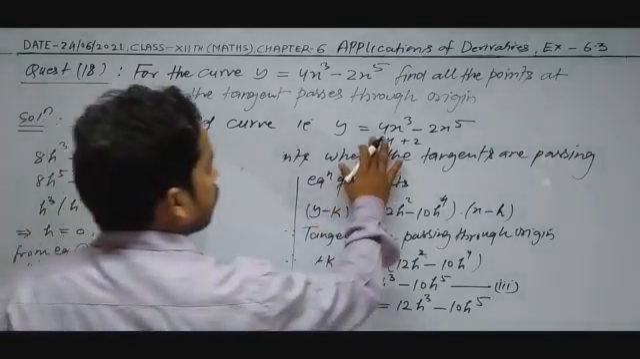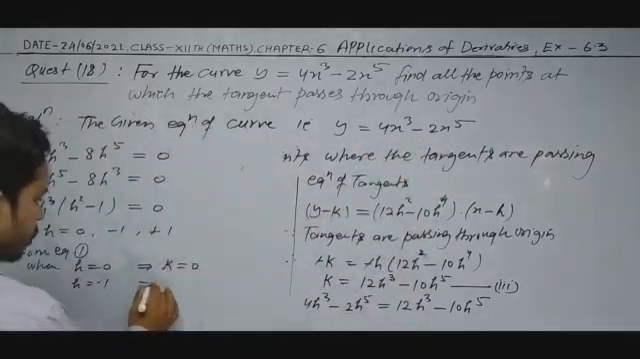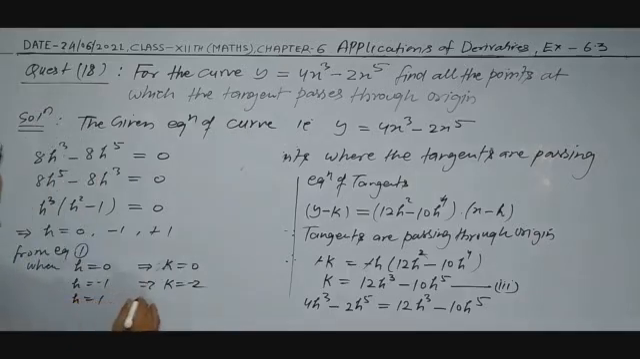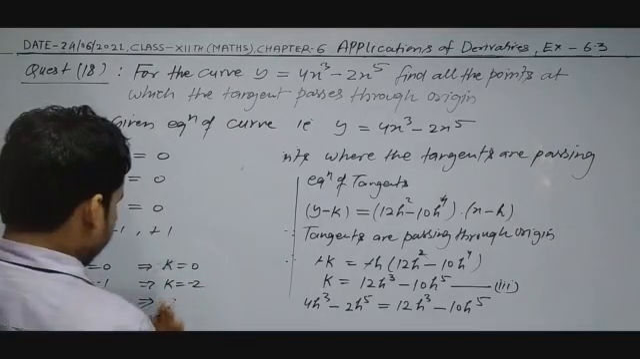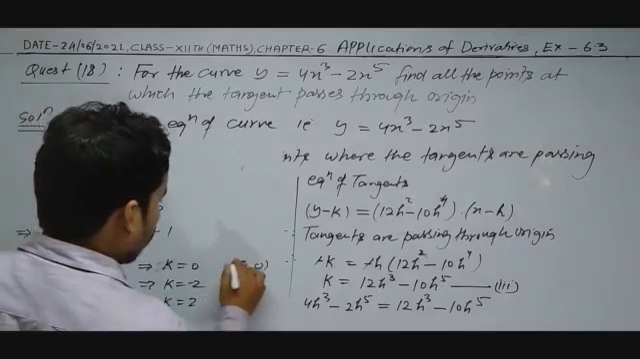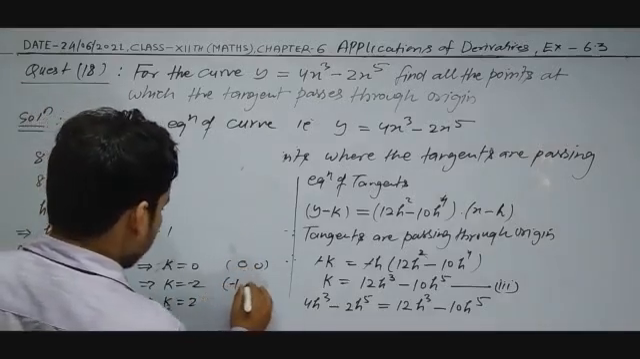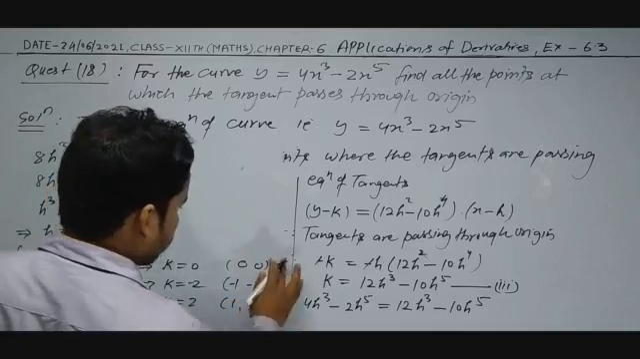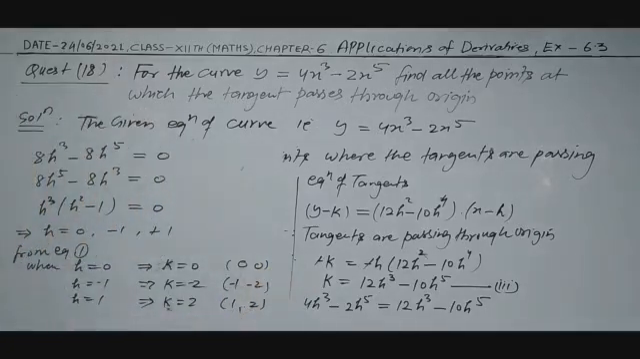So points become k is equal to minus 2 when h is equal to minus 1, and when h is equal to 1, you will get 4 minus 2, result is 2. So the points are 0, 0; minus 1, minus 2; and 1, 2. These are the points where the tangent passes through origin.